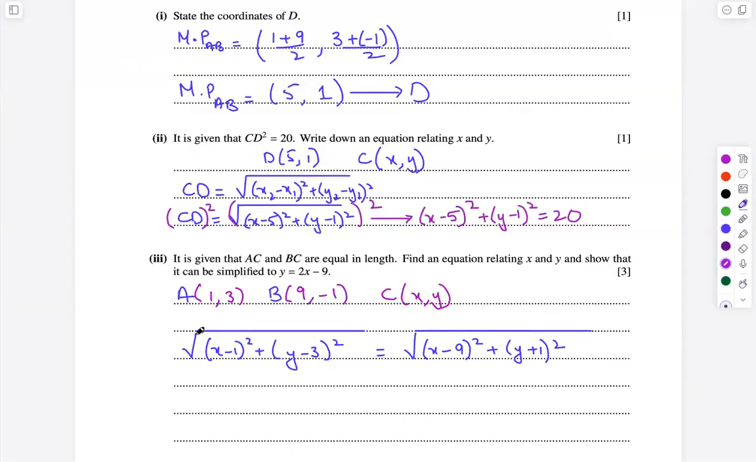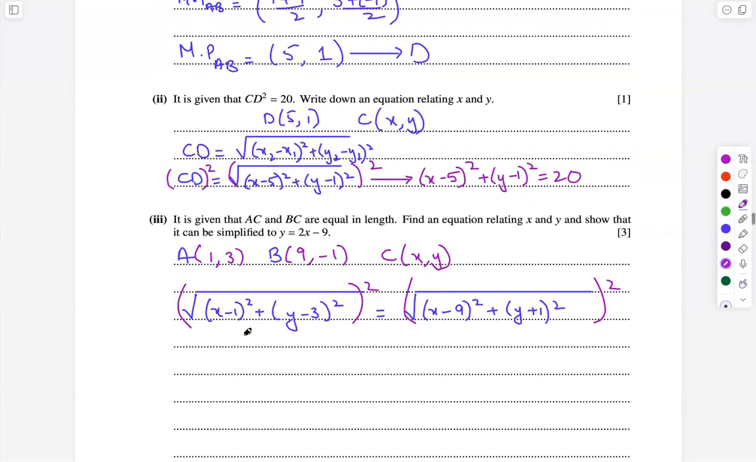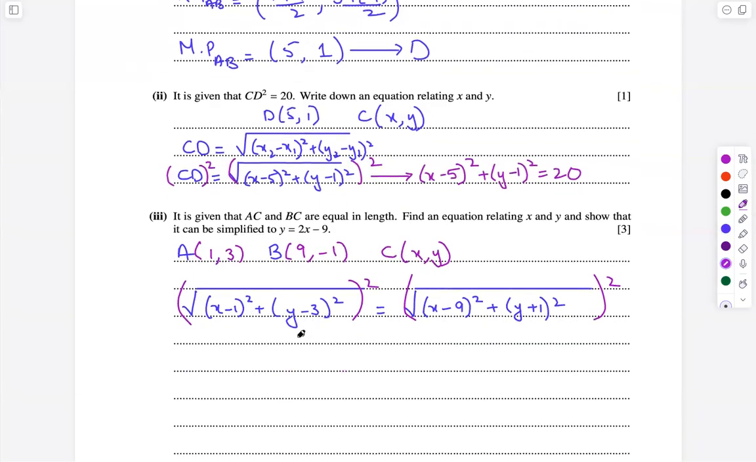Now we'll square both the sides, and the square roots will cancel out with the squares, so we'll get (x minus 1) whole squared plus (y minus 3) whole squared. Expanding this, we'll get x squared minus 2x plus 1. Expanding (y minus 3), that will become y squared minus 6y plus 9. On the right side, expanding this will become x squared minus 18x plus 81, and this will become y squared plus 2y plus 1.